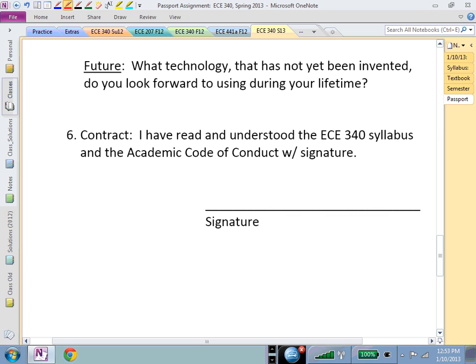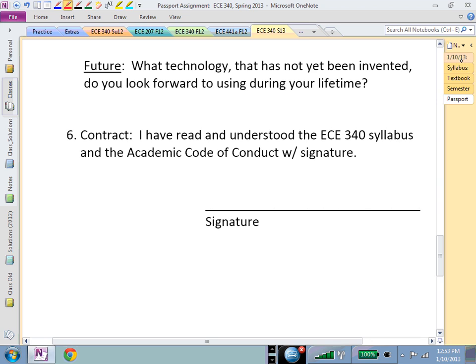Signature, if you're putting this in electronically, you can simply type your name. It doesn't have to be your signed name if you don't want it to be. That's your first assignment, and try to do that before we meet again on Tuesday. Questions on the assignment?